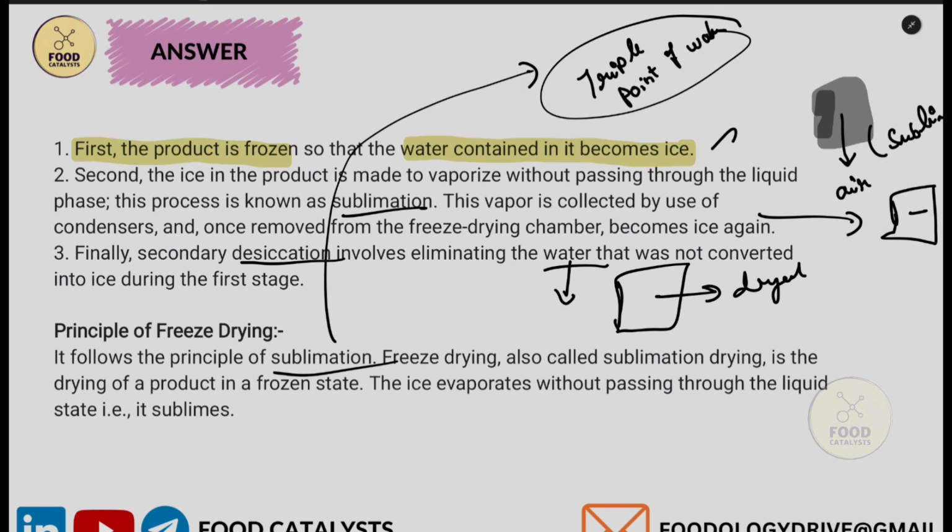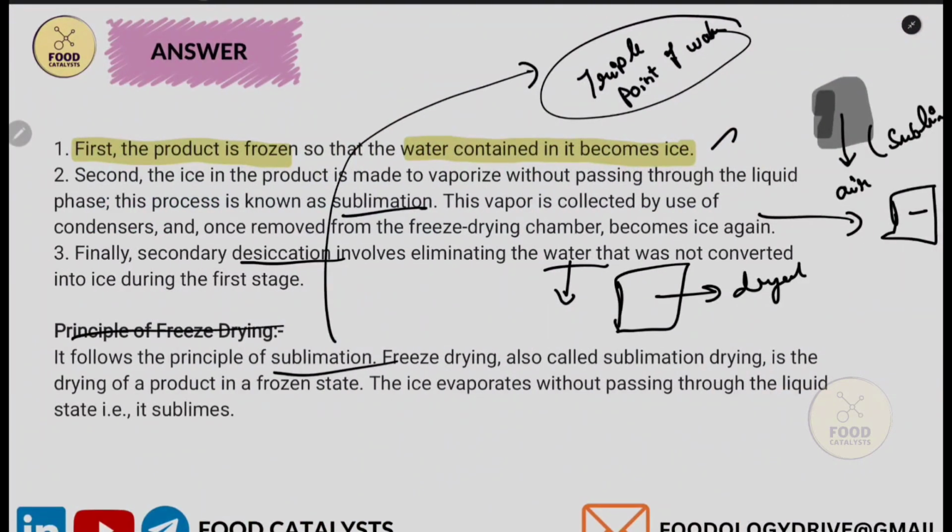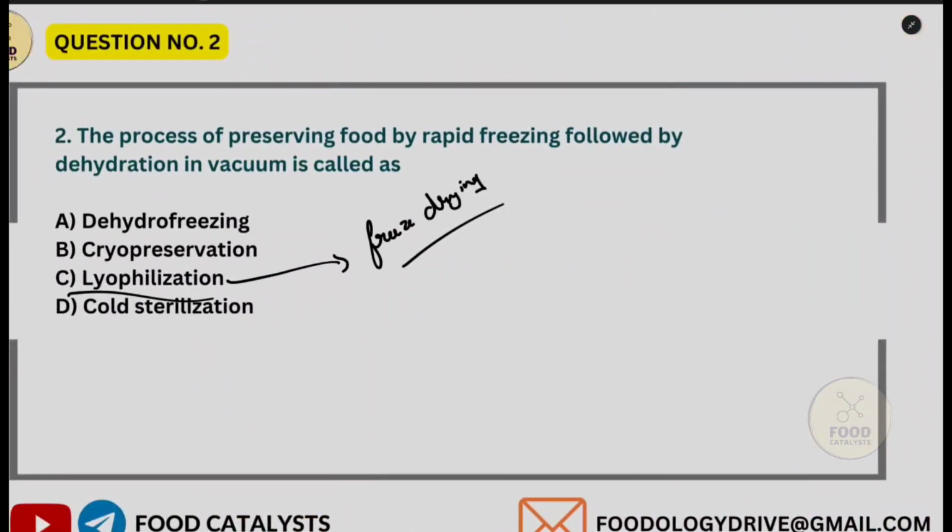We are not using much heat because we are doing freezing, and after freezing we are directly converting that into a gaseous state. That's why it's freeze drying. The principle of freeze drying is sublimation, and sublimation works on the triple point of water. That's how we need to connect the dots. So now you know the answer: rapid freezing followed by dehydration in vacuum is lyophilization, freeze drying.